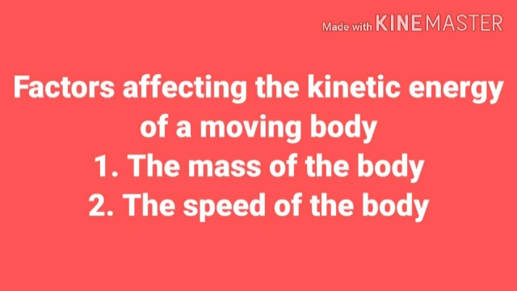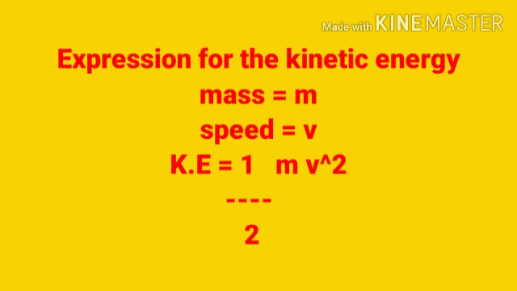Now, the speed of the body. The more the speed of the body, the higher is its kinetic energy. If a body increases its speed of motion from 2 meters per second to 4 meters per second, its kinetic energy will also increase to 4 times the initial kinetic energy. Now we'll see the expression for the kinetic energy. If a body of mass m is moving with a speed v, its kinetic energy will be half m v squared, and its unit is joule.